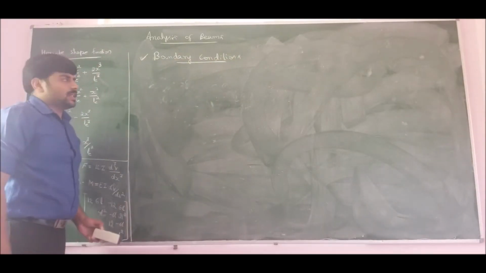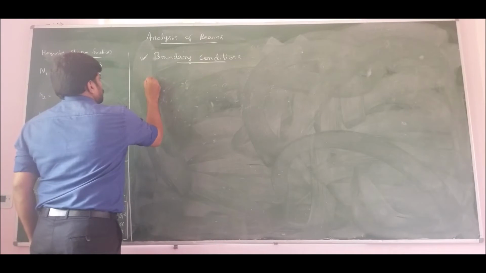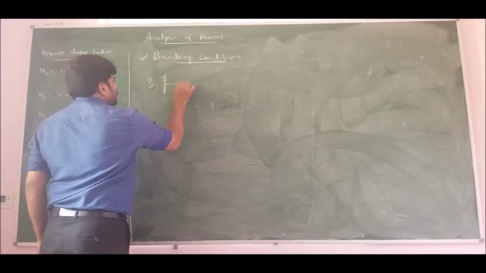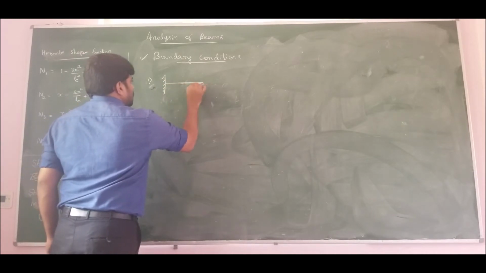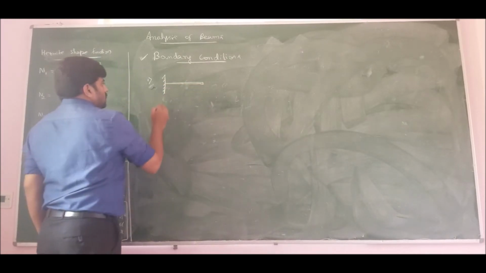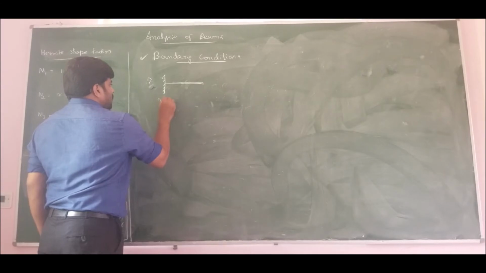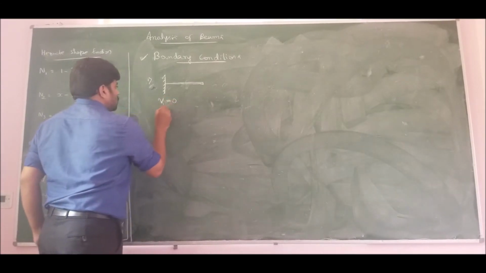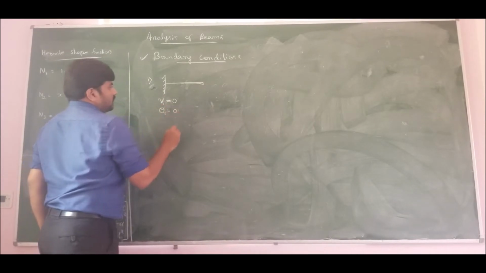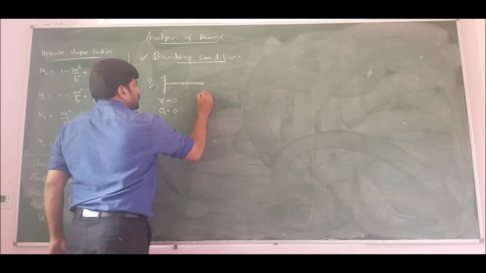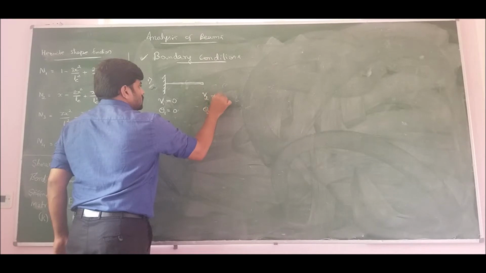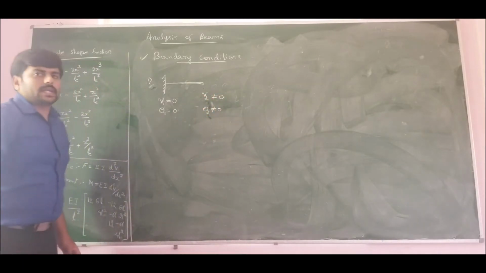In case of boundary conditions, the first one: if a beam is completely fixed at one end and completely free at the other end, then at the fixed end the value of deflection as well as the value of slope will be equal to 0. If it is completely free, then both deflection and slope are not equal to 0, so we should determine V2 and theta 2.